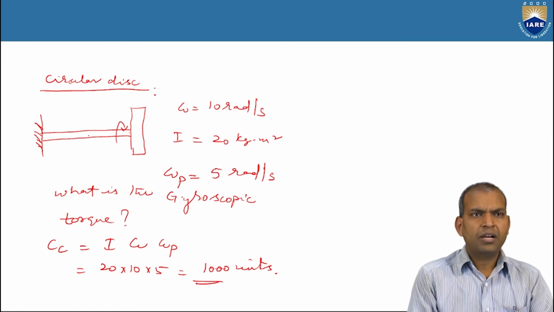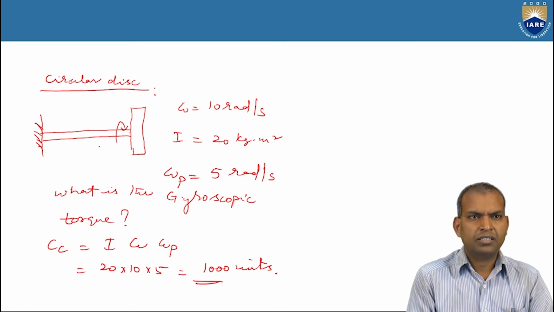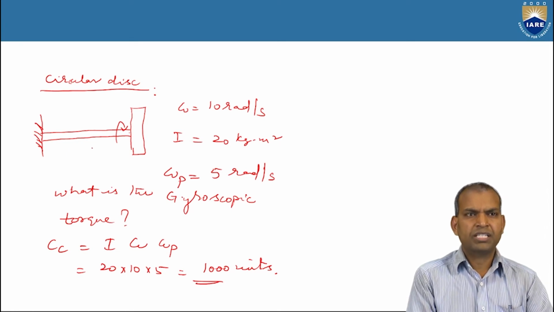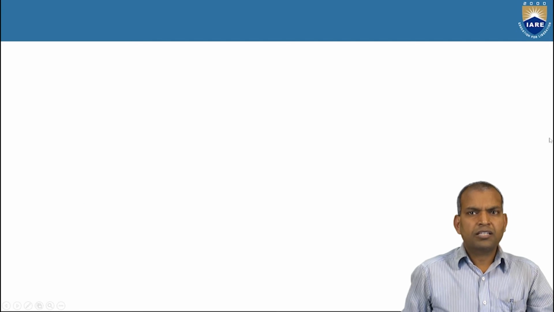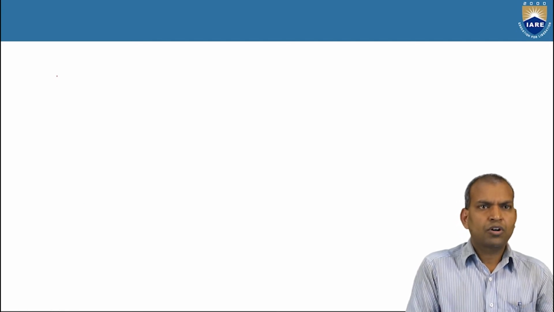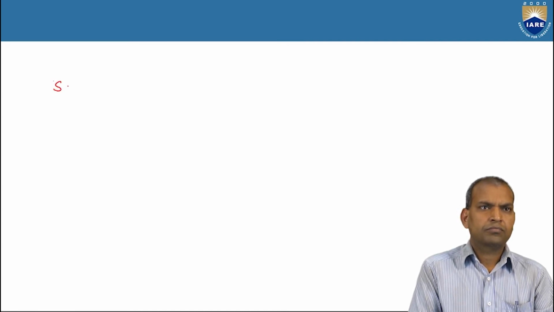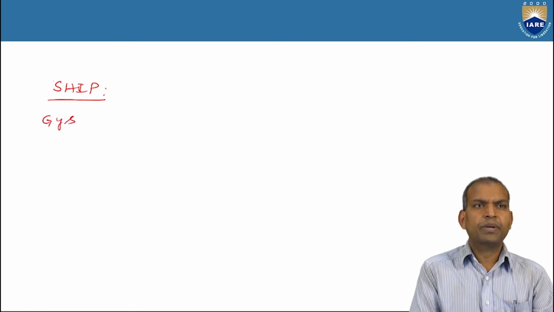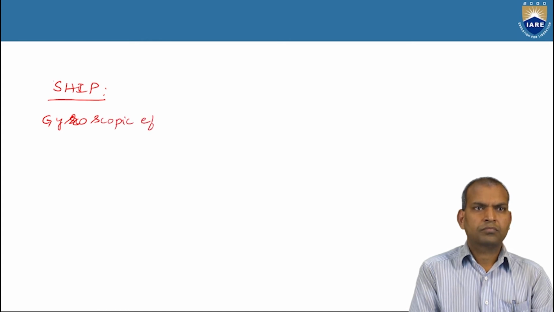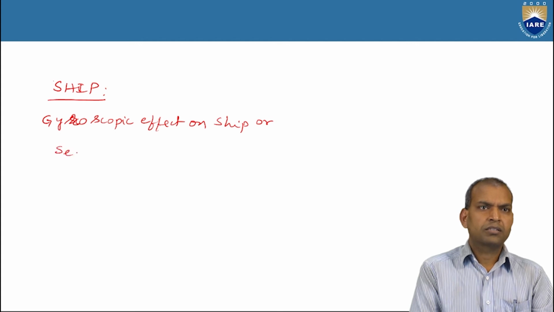Now, I am going to introduce the 4-wheeler and 2-wheelers, and one more application, that is a ship. So, let us start the ship case. In the case of the ship, we are going to study the gyroscopic effect on a ship, or it is also known as a sea vessel.